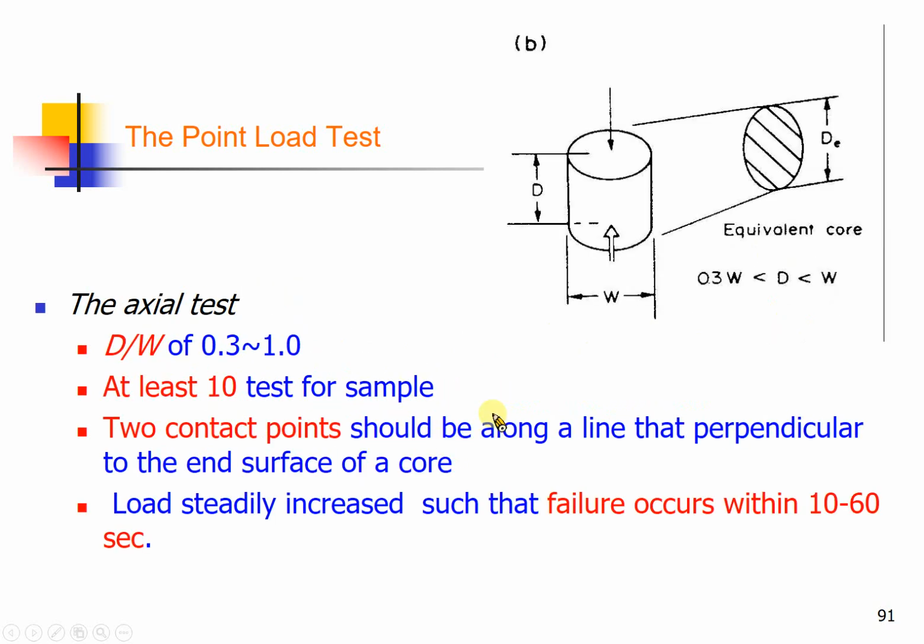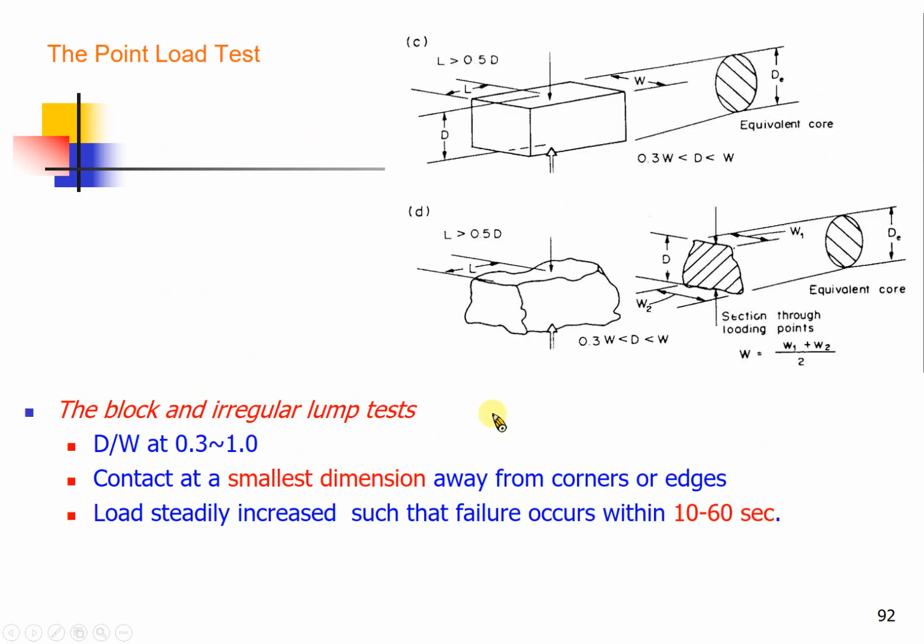And this is how to calculate the equivalent diameter. If you apply the load in this direction, then the fracture area will be a rectangular shape, but not circular. But you can calculate the equivalent diameter to make your calculation. You can read it by yourself, and I will not waste time here.